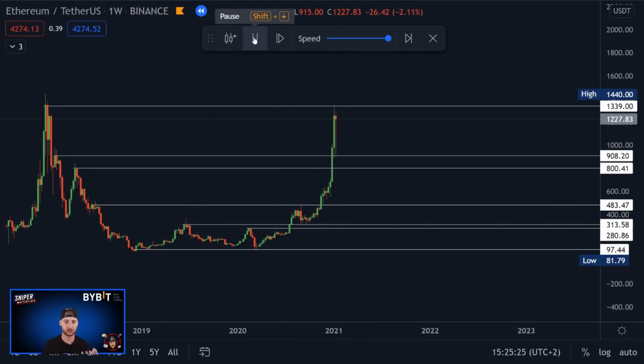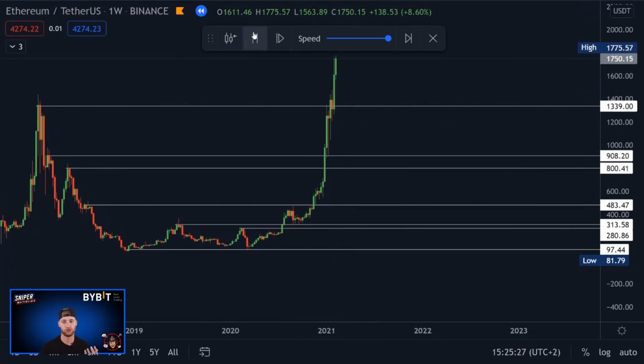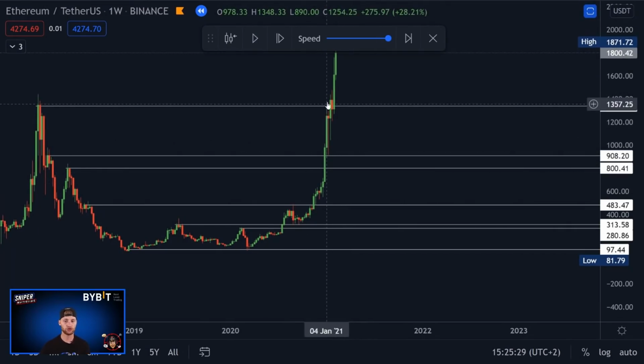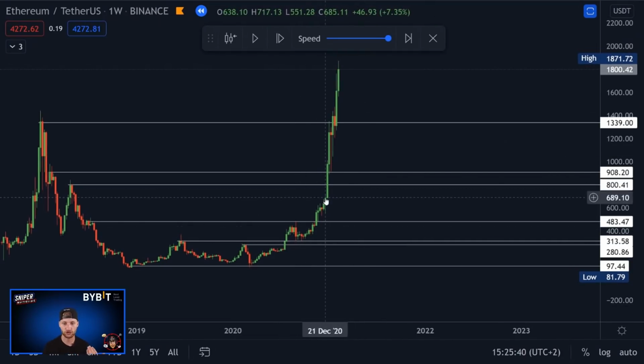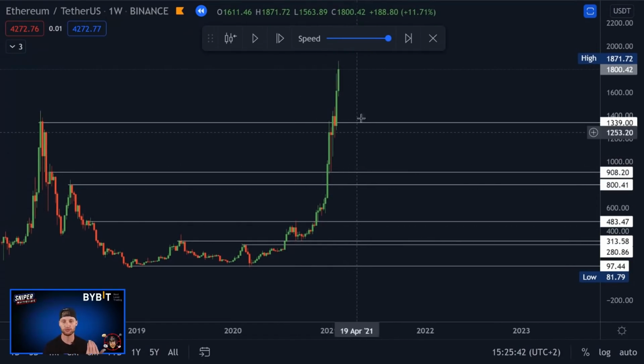And just have a look, we completely smashed through all these resistances. We smashed straight through them. Look how we come down and test these levels. So it shows you how it's a very common strategy and how people set all these buy orders at specific levels. And now we're in strong, and I can track my stop loss as we are moving up.